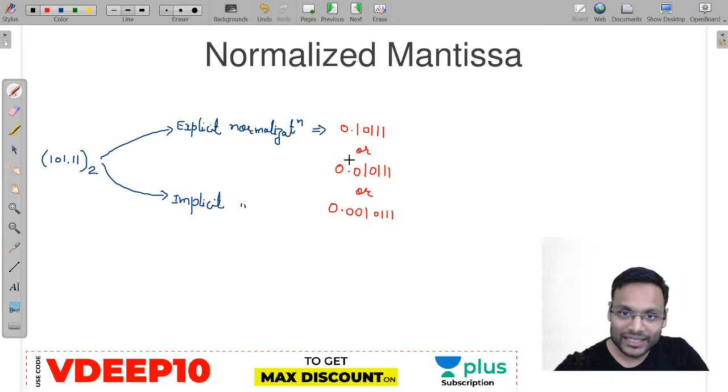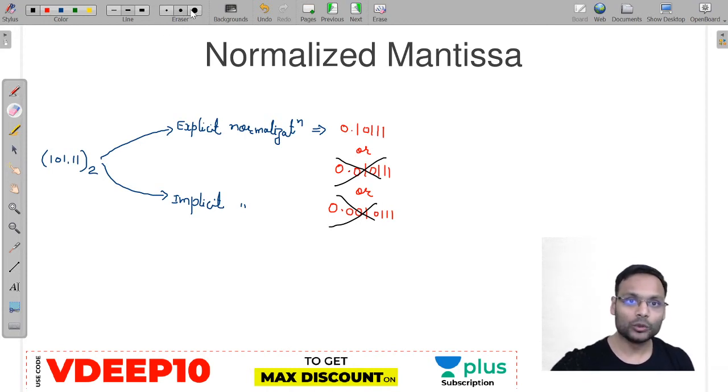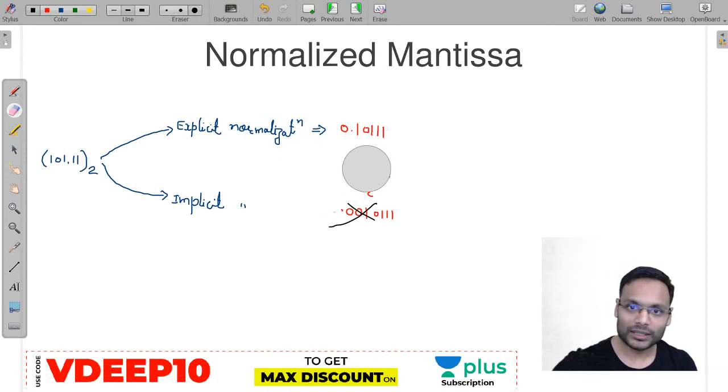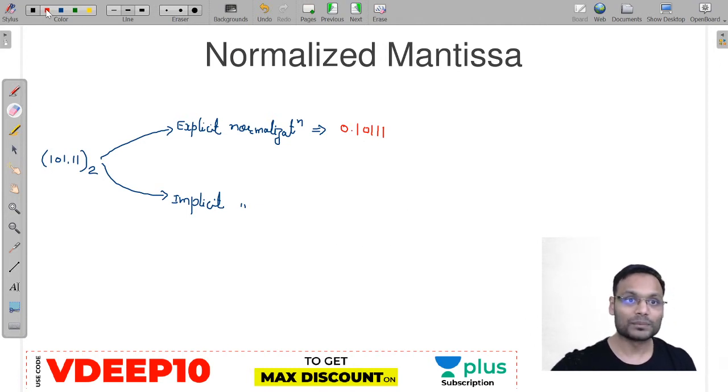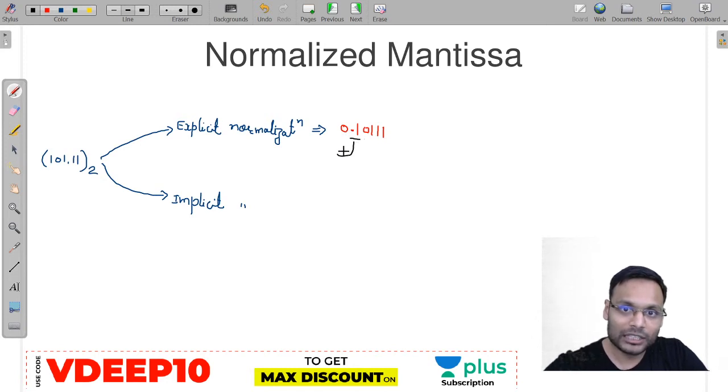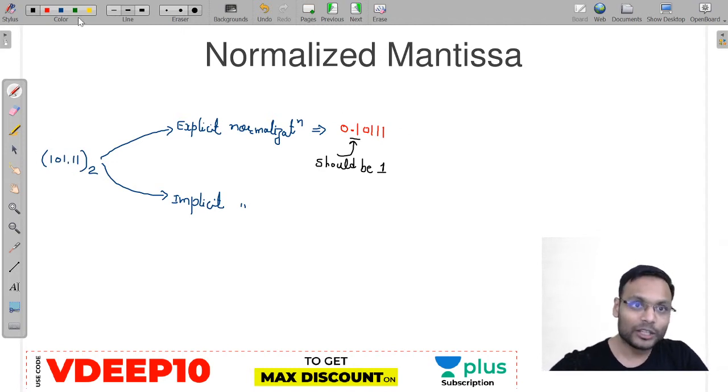तो क्या हम ये ले जाएंगे? नहीं, point के बाद यहाँ पे 0 नहीं आ सकता। For this one, no, I cannot go. So what should I do? I should go for this representation. This is my explicit normalization in which I represent the number into 0 point something, and restriction क्या है? This, after the point the first bit should be 1. Always 1.